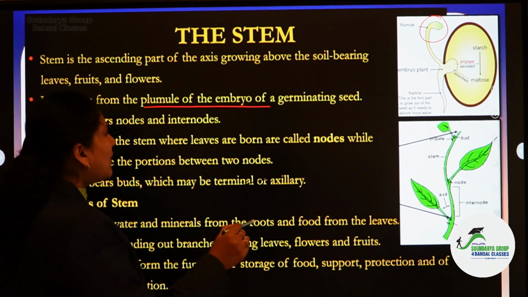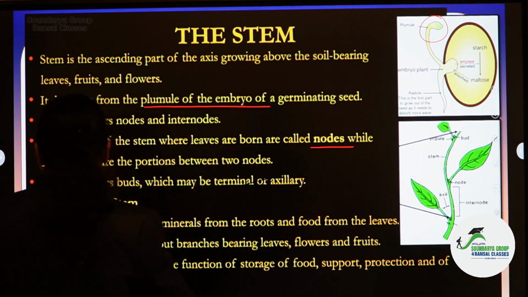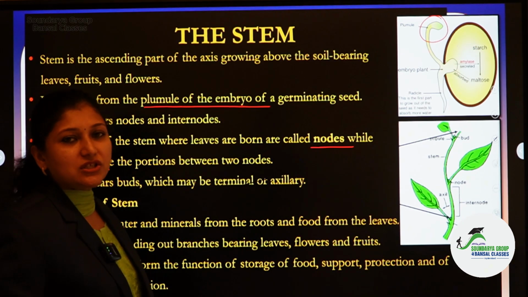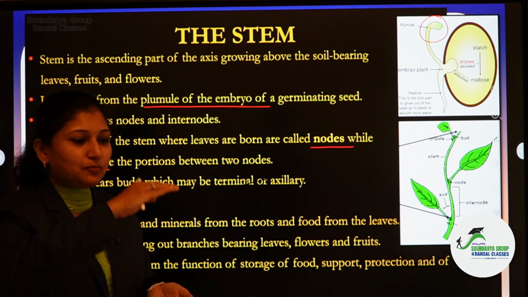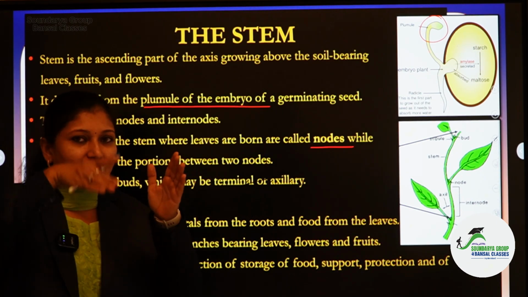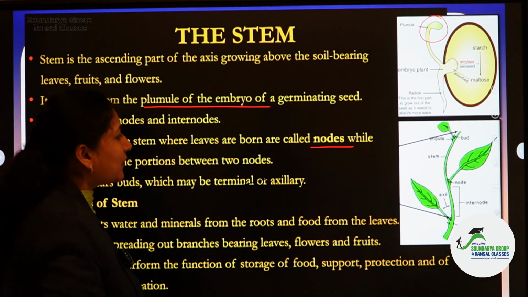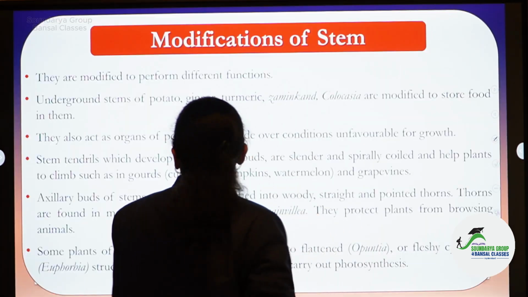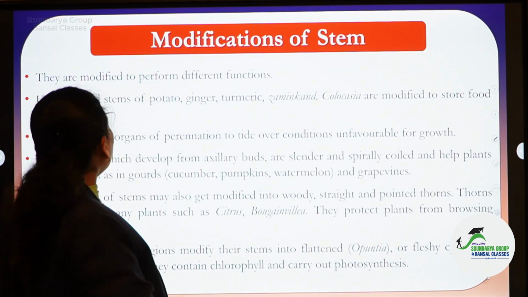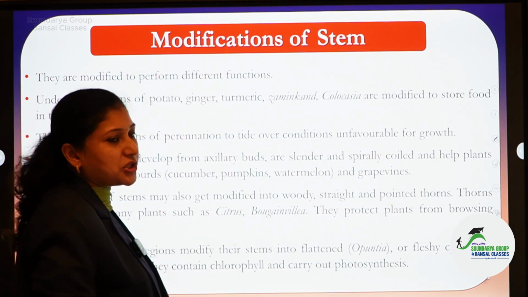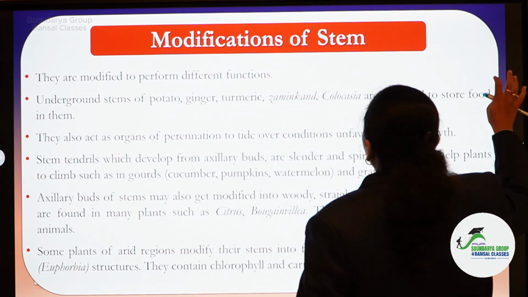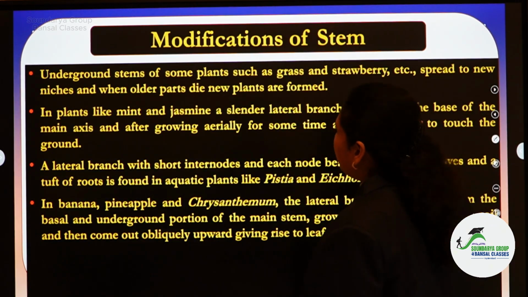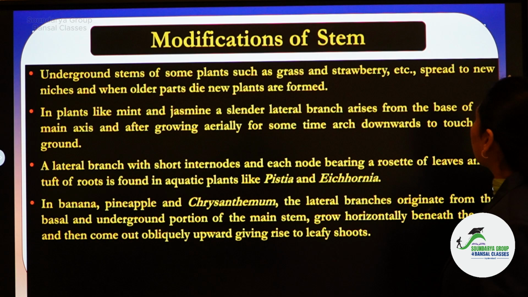Because in stem we have nodes and internodes. What are nodes? From where branches start. And what are internodes? The distance between two nodes is known as internode. So stems are modified to perform different functions. Based on whatever functions they are giving, we have different types of modification of stem.